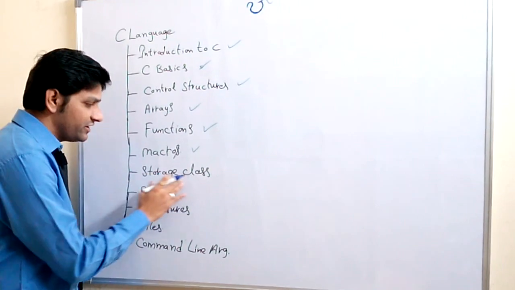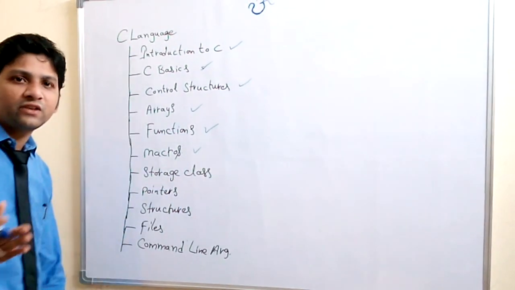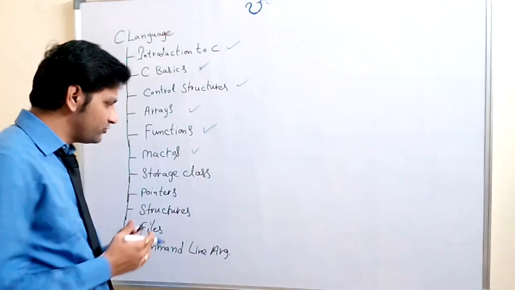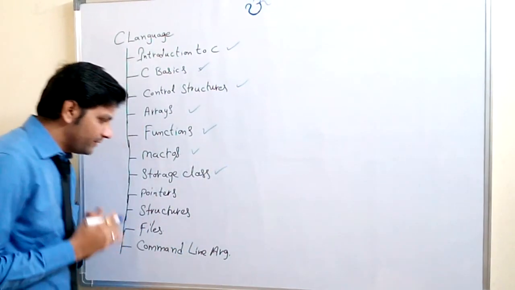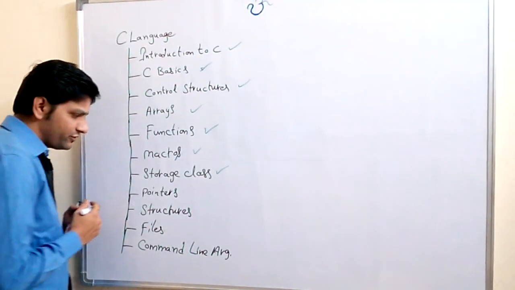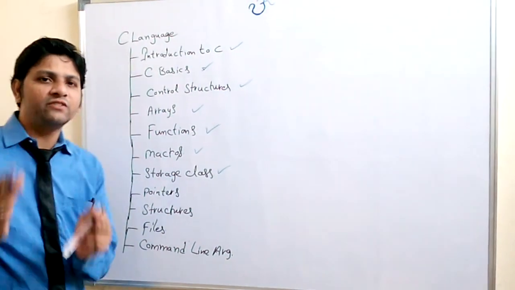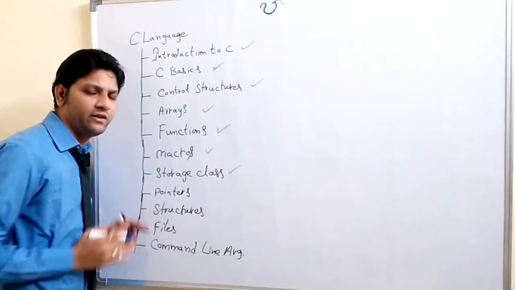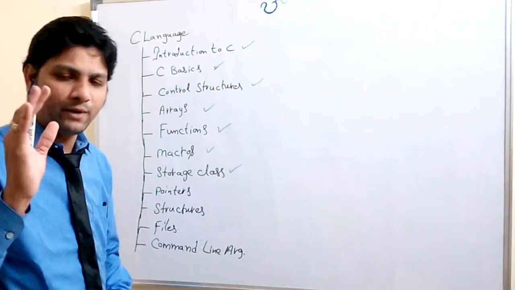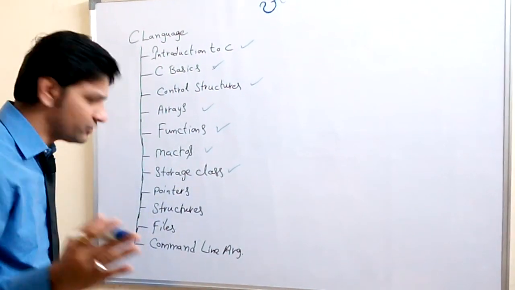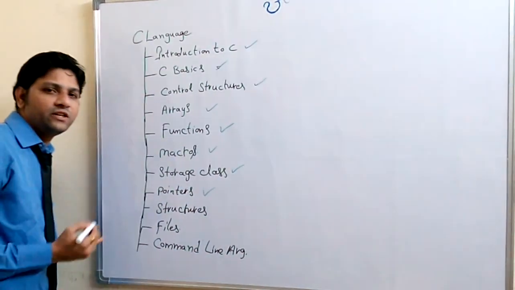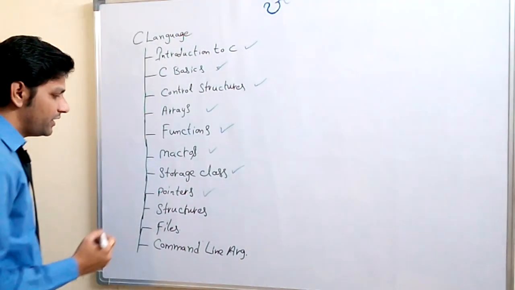The next thing is storage classes. Generally we use storage classes in C language programs. Next we have the pointers concept. Pointers is a very essential subject in C language. Many people say that pointers is a difficult concept in C language, but it is very easy to understand. I will explain the programs and everything in the pointers concept.